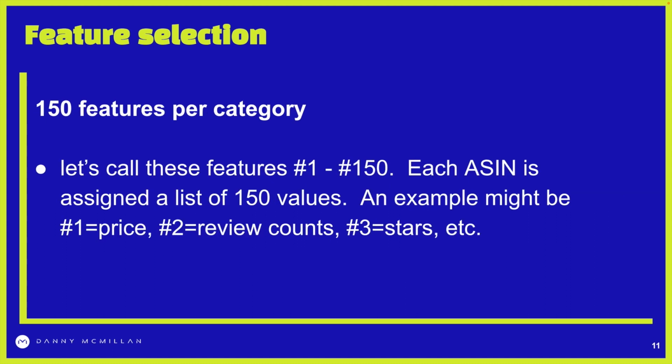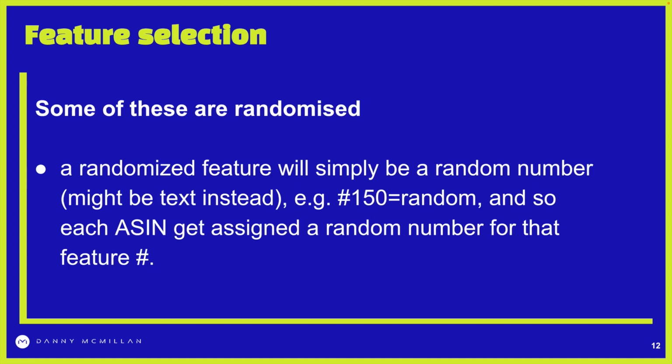So in part of this process, they have a thing called feature selection. So what happens is they'll start with 150 features per category. So let's call these features number 1 to 150. Here you've got each ASIN assigned a list of 150 values. So an example might be number 1 is price, 2 is equal to review counts, and 3 is equal to stars. Some of these are randomized. A random feature will simply be a random number, might even be text. Example is 150 is equal to random, and so each ASIN gets assigned a random number for that feature.